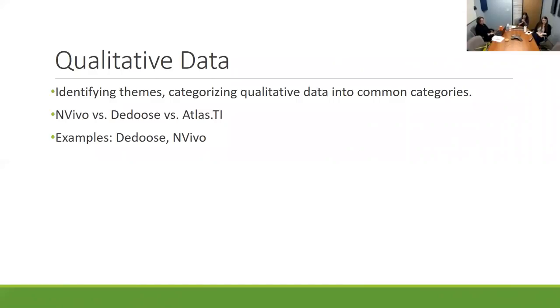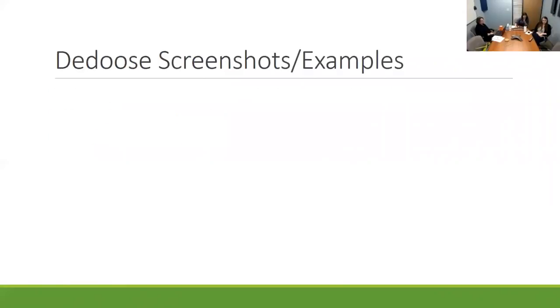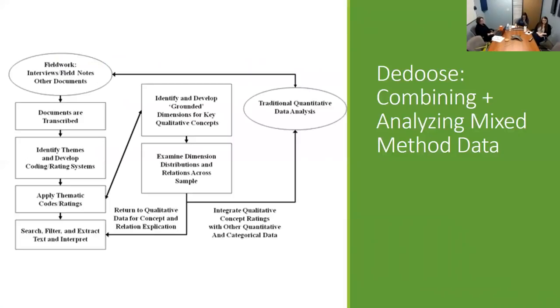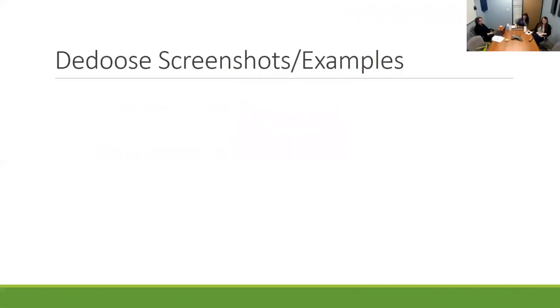NVivo, Dedoose, and Atlas TI are some qualitative software programs. We're going to go through a few examples with Dedoose and NVivo. So I'm going to talk about Dedoose first.